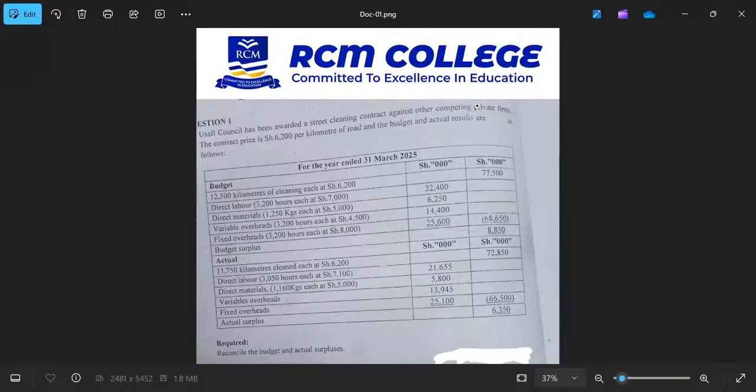Actual surpluses. So basically, they want you to get all the variances: material price variance, material usage variance, labor rate variance, labor efficiency, then variable overheads, fixed overheads, and sales variances. And then you do that table that I've shown you how to do. Looks simple. So I'll give you exactly 10 minutes to see if this came in your exams, would you for sure have gotten this correctly? Let me give you 10 minutes.